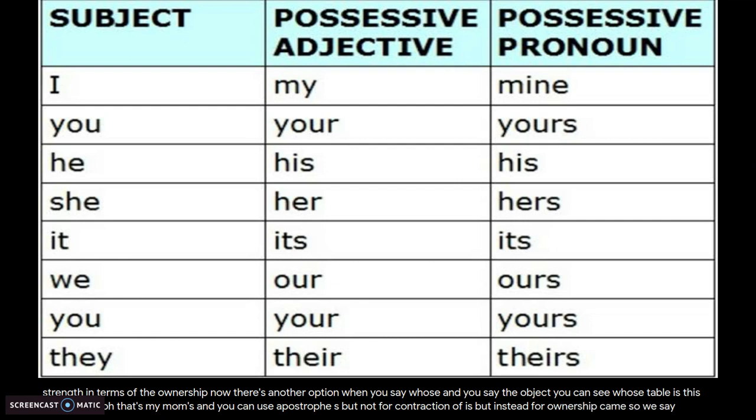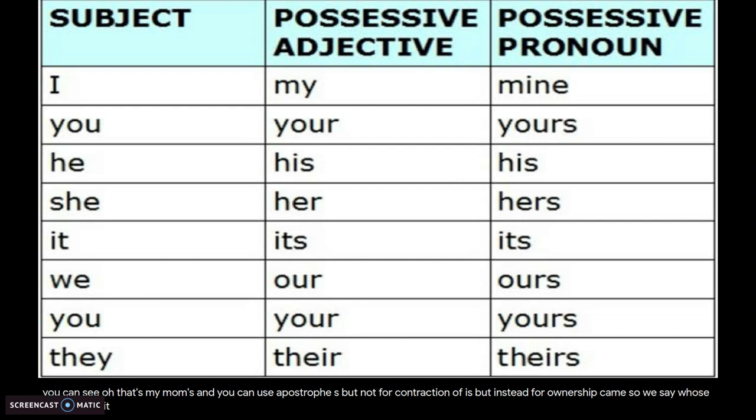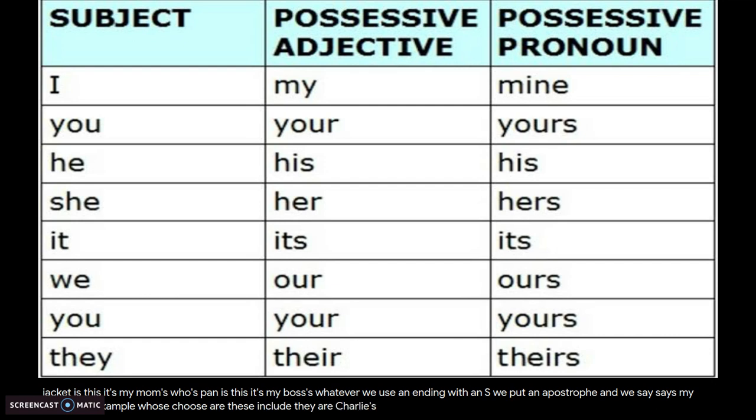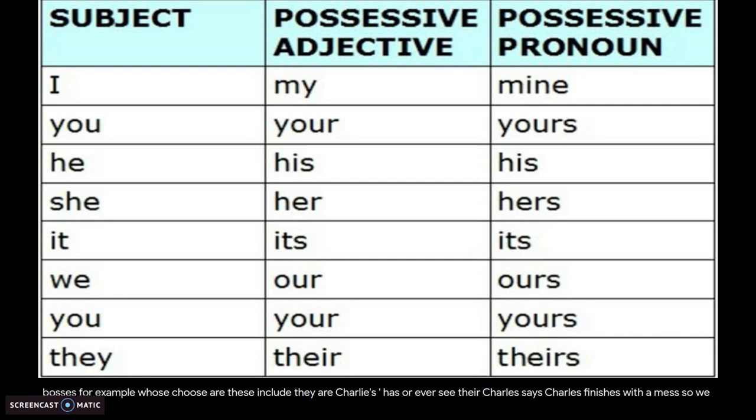Okay, so we say, whose jacket is this? It's my mom's. Whose pen is this? It's my boss's. Whenever we use a word ending with an s, we put an apostrophe and we say s. My boss's. For example, whose shoes are these? And we say, they are Charlie's. Or if I say they're Charles's, Charles finishes with an s, so we put apostrophe s.